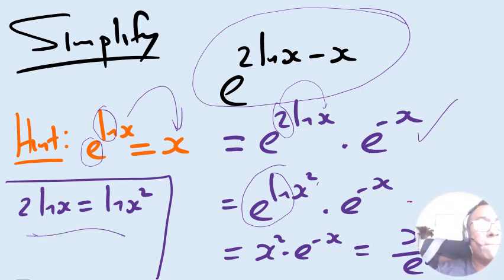So here we're just emphasizing that power rule in reverse: 2 ln x becomes e to the ln of x squared. So you'd remember that. Excellent. So let me just pause there for a moment.